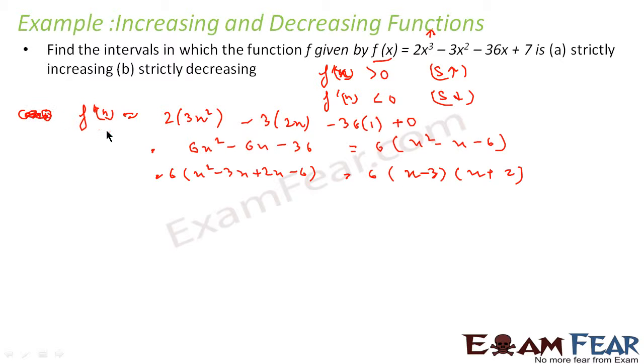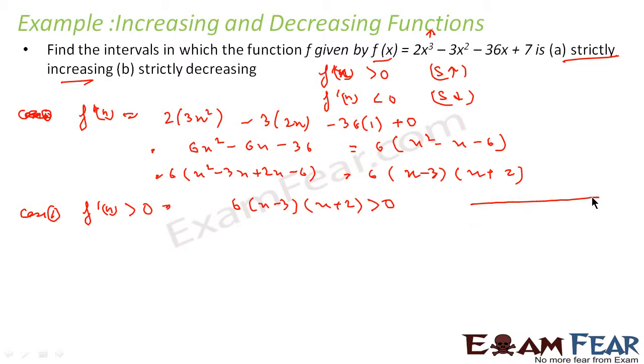So let this be a general f dash x. If you take case 1 now, my f dash x has to be greater than 0 for strictly increasing function. That means 6 into x minus 3 into x plus 2 has to be greater than 0. If this is true, now we have to find the value of x. This is nothing but an inequality equation. So in this case, if you see, the breakpoints are minus 2 because x plus 2 is equal to 0, so minus 2, and x minus 3 is equal to 0, so 3. These are the two breakpoints.